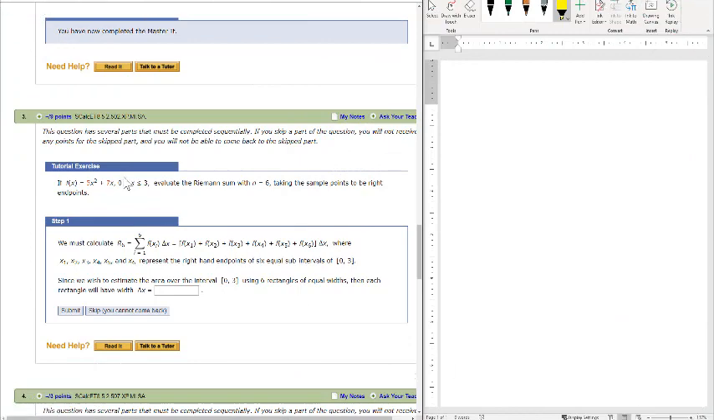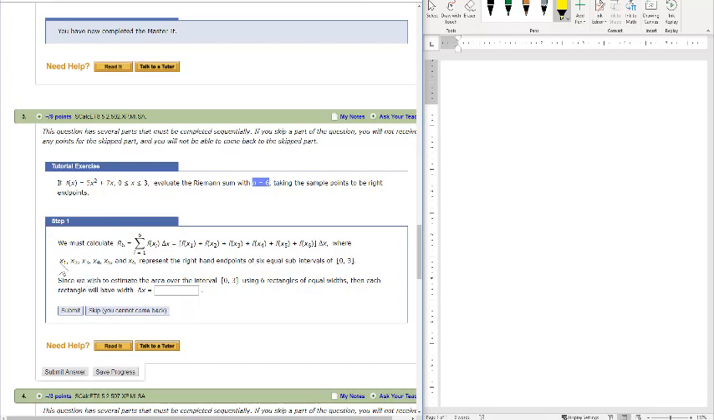This is a problem from your lab assignment, section 5.2. It says here that if f of x is equal to 5x squared plus 7x from 0 to 3, evaluate the Riemann sum with n is equal to 6, taking sample points to the right endpoints. So we have to calculate the values of f of x sub 1, f of x sub 2, f of x sub 3, all the way up to f of x sub 6, and multiply each of them by the delta x. That gives the height times the base of the rectangles that we're dealing with.